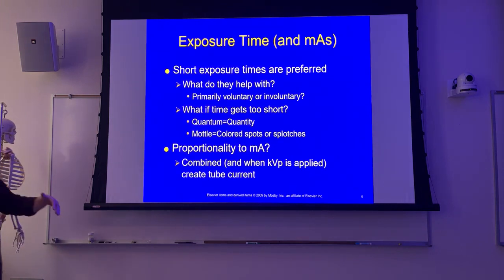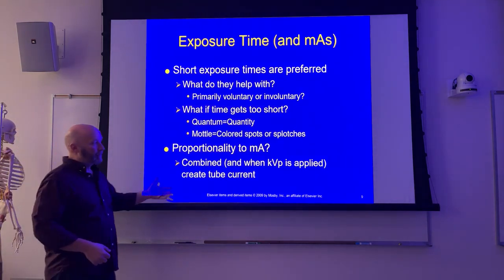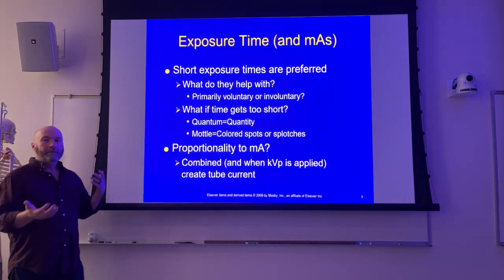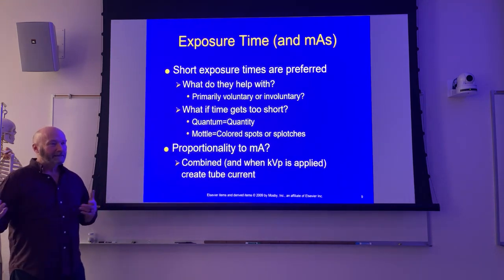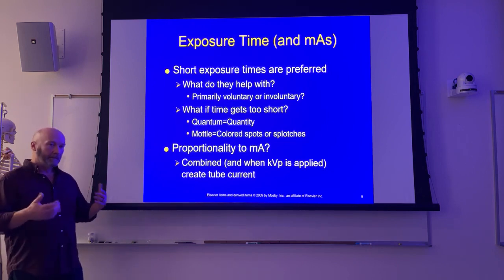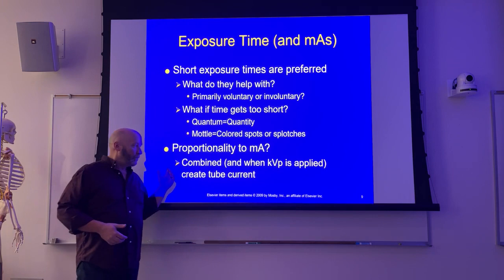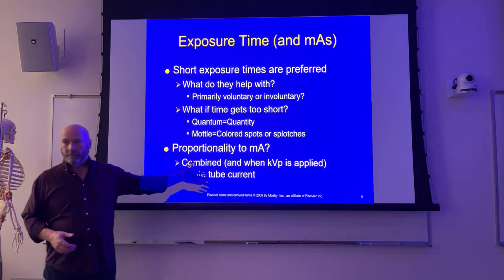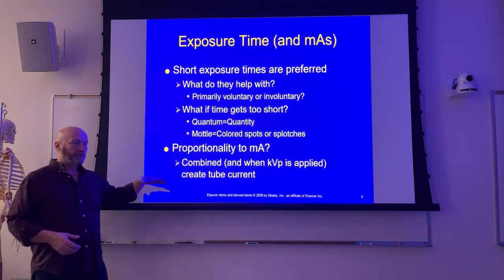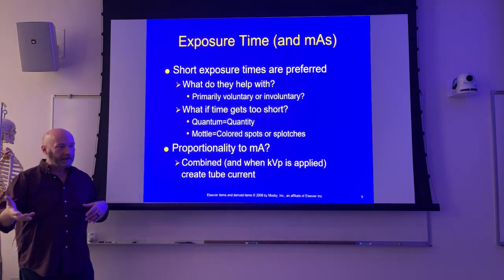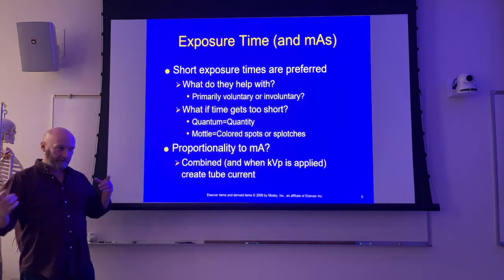Okay, so proportionality to mA. When we're talking about proportionality to mA, we can manipulate it, right? So mass is half mA, half time. mA times time creates our mass. So we don't get mass until we make our exposure. So we make our exposure, the electrons travel across the tube, create X-rays, create heat, return to the system.